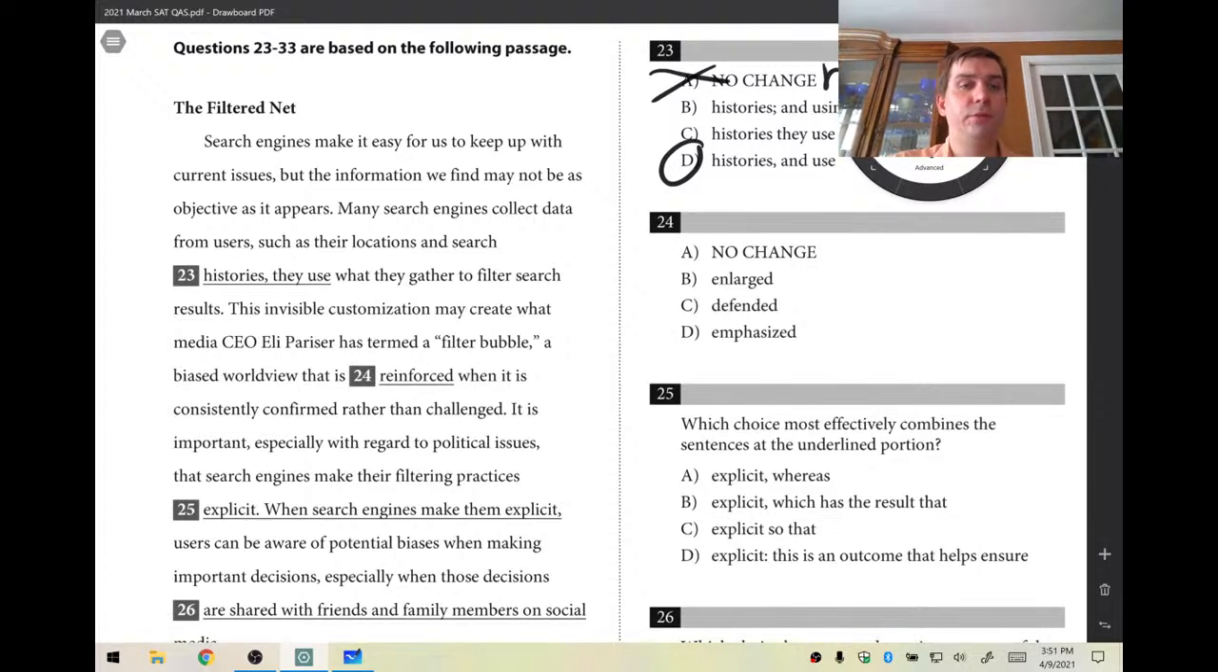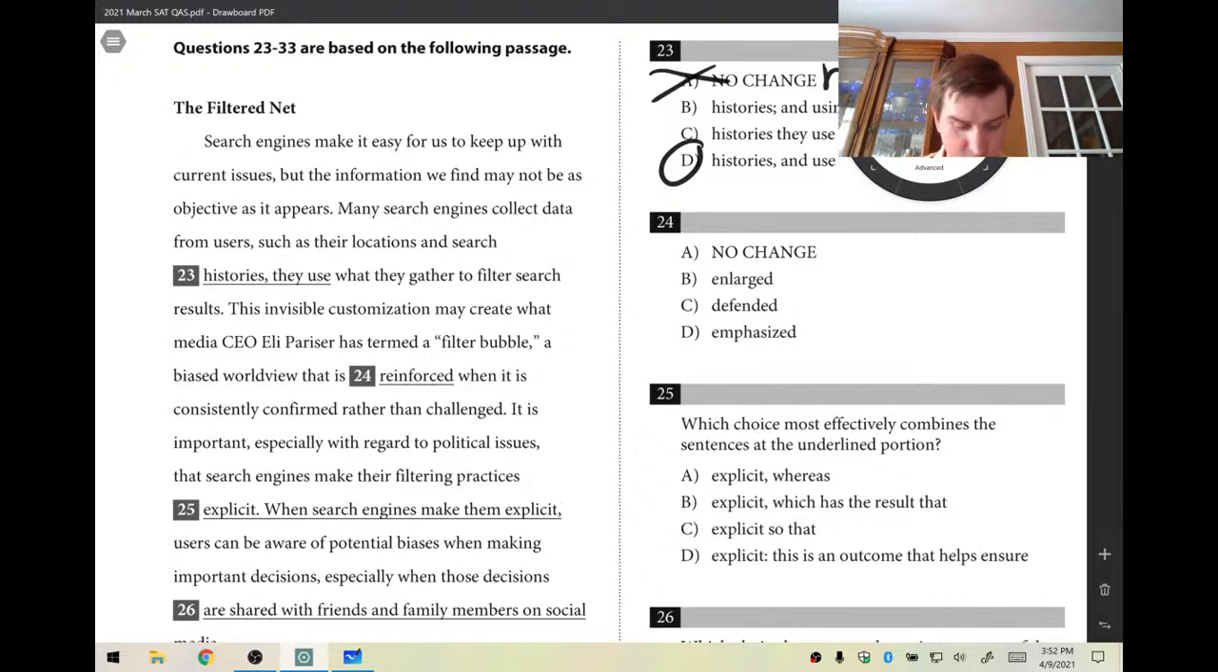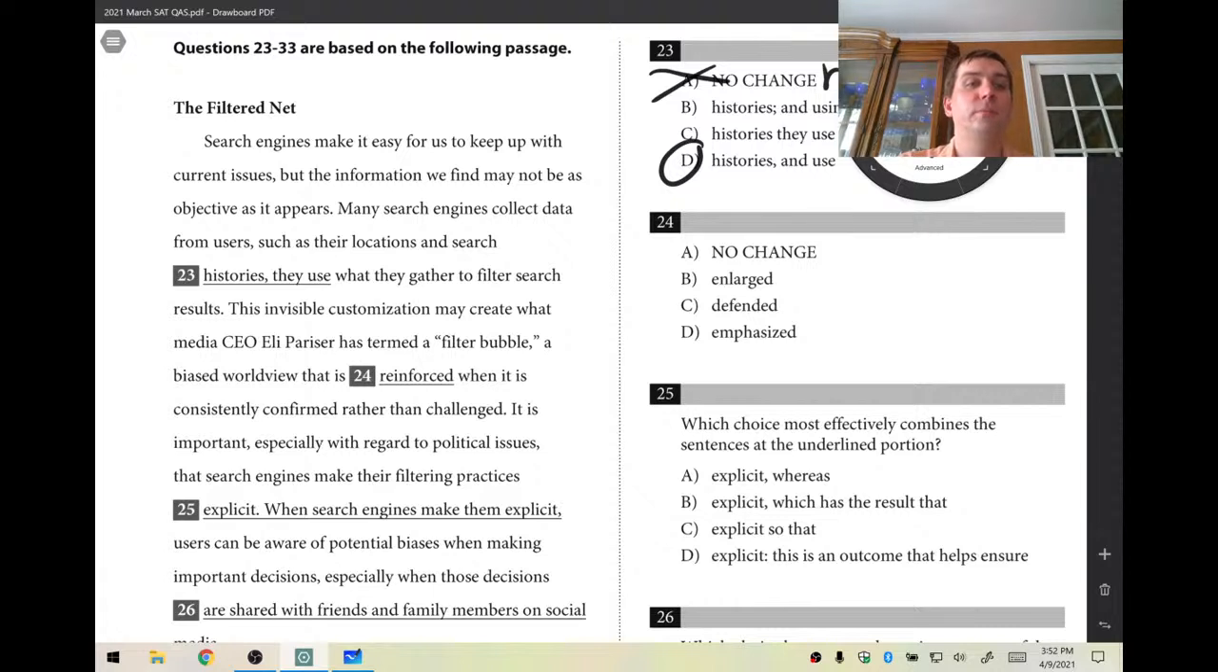Let's look at 24. This invisible customization may create what media CEO Eli Pariser has termed a filter bubble, a biased worldview that is reinforced when it is consistently confirmed rather than challenged. So it's another word choice question. What would be the most logical word here? Are we enlarging a worldview? Are we defending a worldview? Emphasizing a worldview? No, we are reinforcing the worldview. That makes the most sense in the context of the sentence.